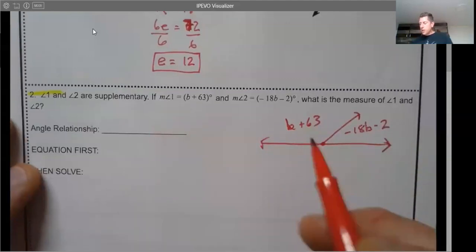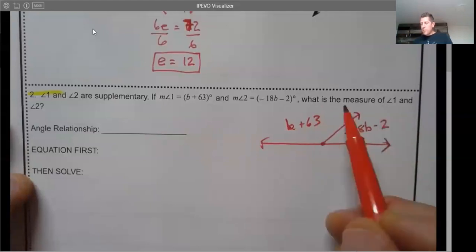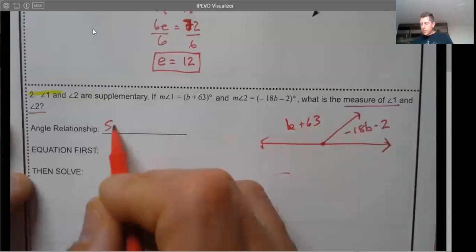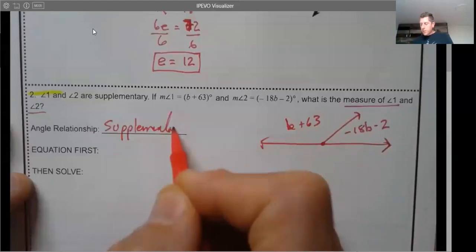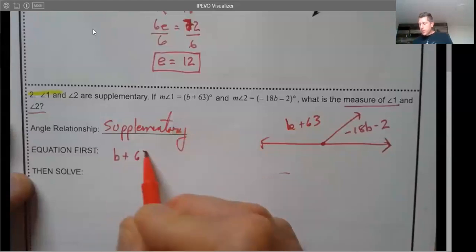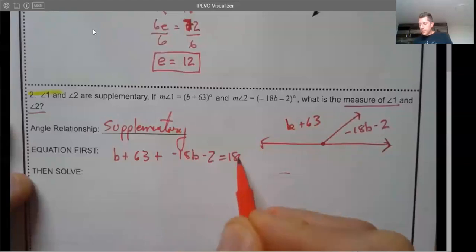Now I'm not being asked to solve for the variable. I'm being asked to solve for the measure of 1 and the measure of 2. So I'm going to have to plug my answer back in here to get my 2 angles. They're supplementary because we're told that. And our equation first is going to be b plus 63 plus negative 18b minus 2 equals 180.